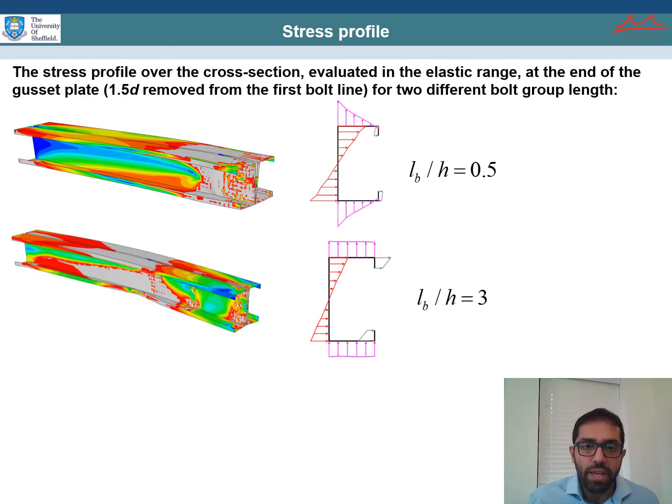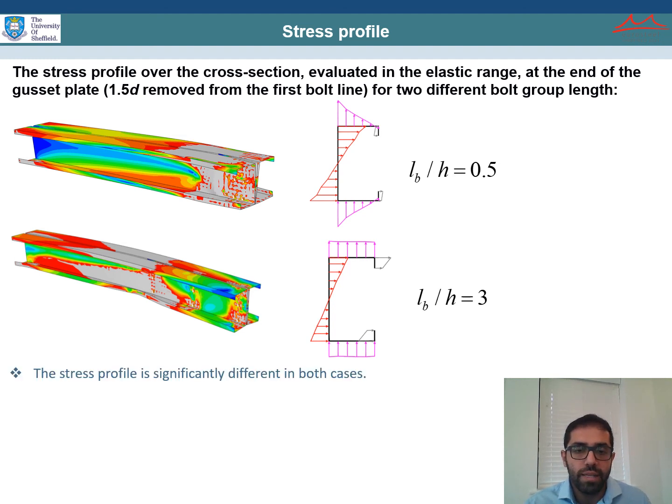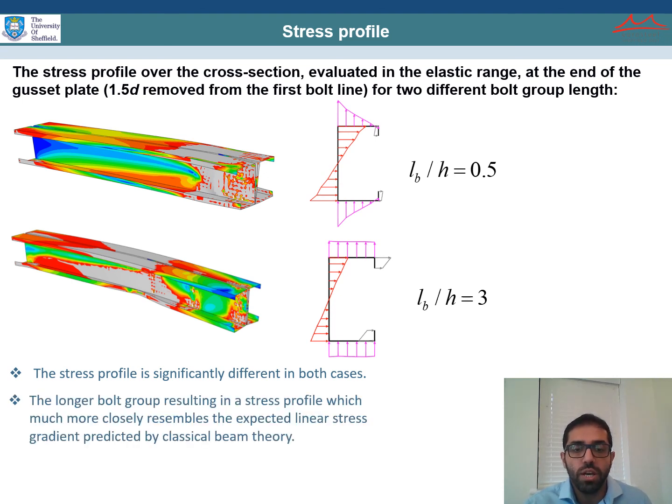So what is happening in the short bolt group length and long bolt group length? For this purpose, we extracted the elastic stress profile at the end of the gusset plate, 1.5D away from the first bolt line, for LB over H equal to 0.5 and LB over H equal to 3. Based on the results, we can see that the stress profile is significantly different in both cases.